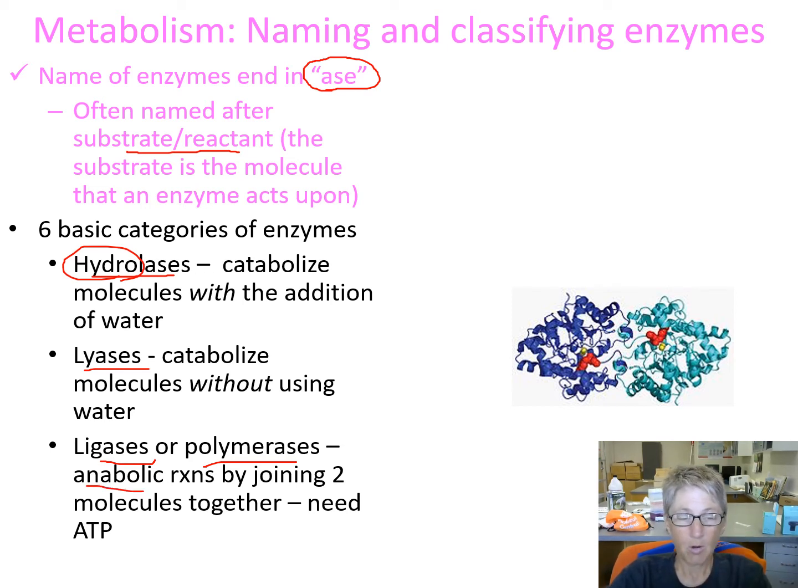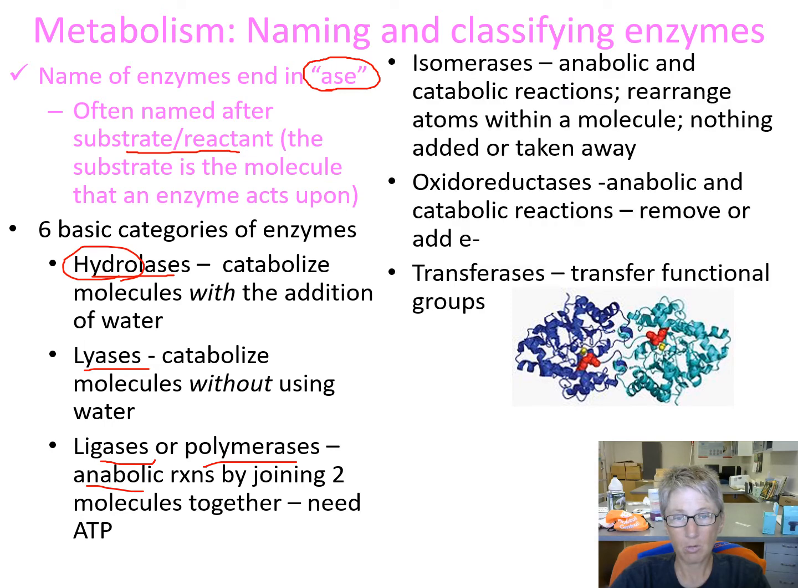For example, there are DNA polymerases and RNA polymerases, and they join the DNA and RNA molecules together. These guys are kind of cool. Isomerases do both anabolic and catabolic reactions, and all they do is rearrange the atoms in a molecule. They don't add anything, they don't take anything away, they just take the atoms within a molecule and switch them to different sites. That's an isomerase. Very cool, Mother Nature.